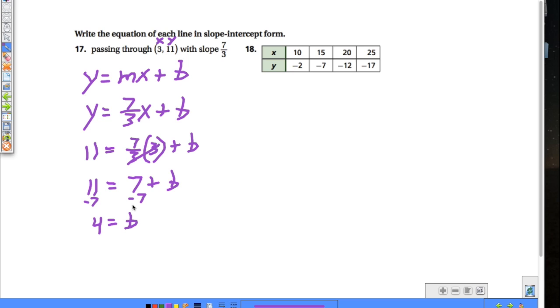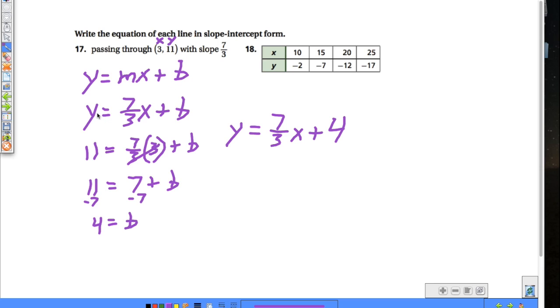Ta-da! Now I know what the b is, and I'm ready to write my equation of this line. It's y equals 7/3 x plus 4. That was pretty easy, wasn't it? Okay, it wasn't that easy, but the process is something that you can get through.